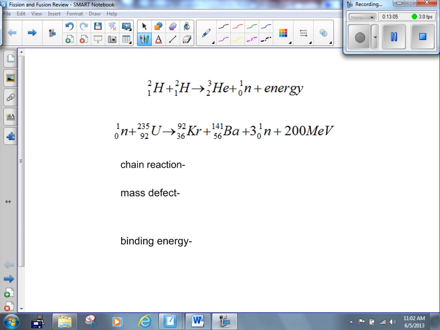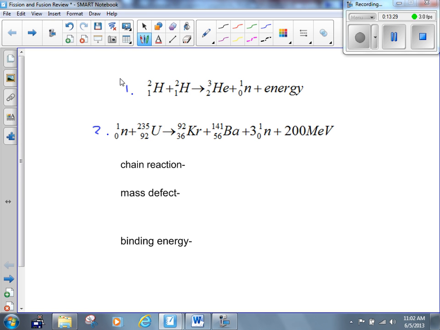Let's spend a few minutes reviewing fission and fusion. There's 2 equations up on the board right now that describe the transmutation of elements. Can you tell me which one is fission, and which one is fusion? Let's say number 1, number 2. Which one's fission, number 1 or 2? Joel? Number 2 is fission.